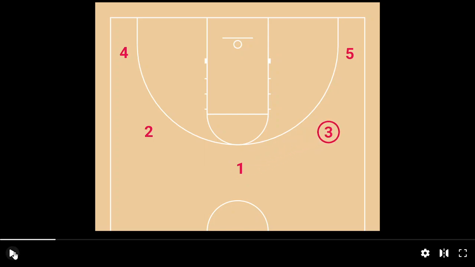Now, for the sake of argument, let's say he gave the pass to the right side to number 3. As soon as he gives that pass, number 1 has to make a basket cut and try to receive the ball during that cut. And number 3 should do his best to give the pass back to him.